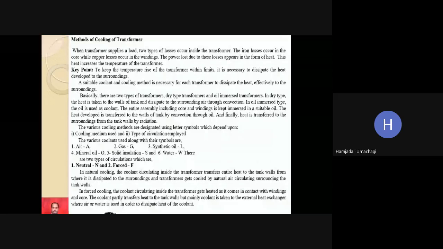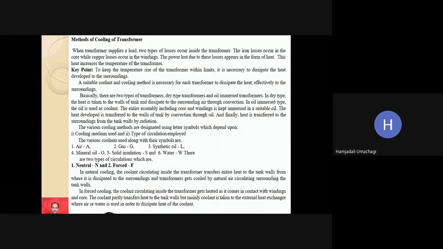If we are using gas, it is denoted as capital letter G. If you are using some synthetic oil, we use capital letter L. If I am using some mineral oil, then capital letter O. Similarly, if I use some solid insulation, then capital letter S. If I am using water, then capital letter W. All these are the different notations for indicating which type of coolant you are using for cooling the transformers.